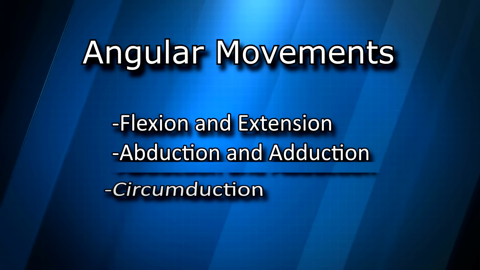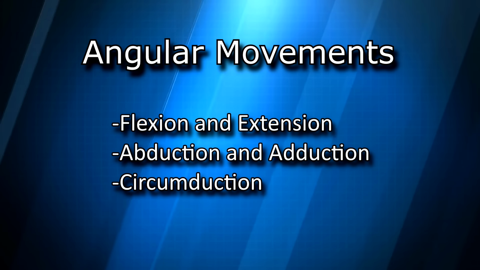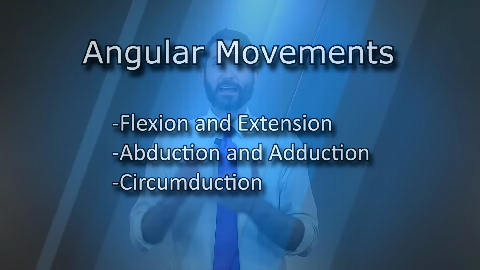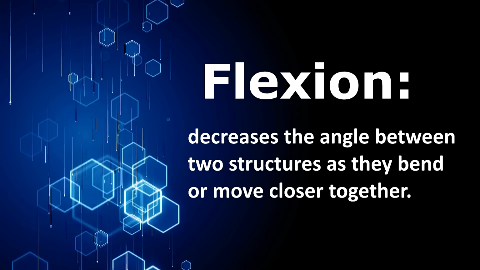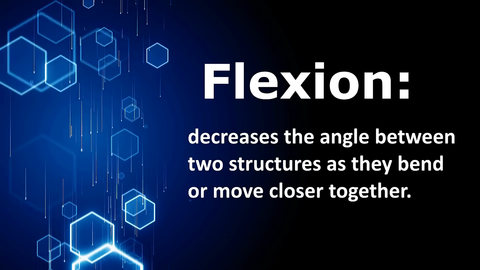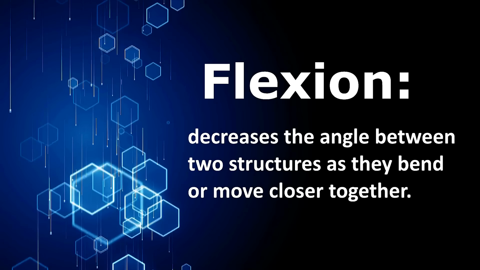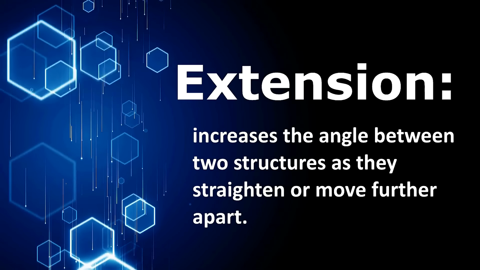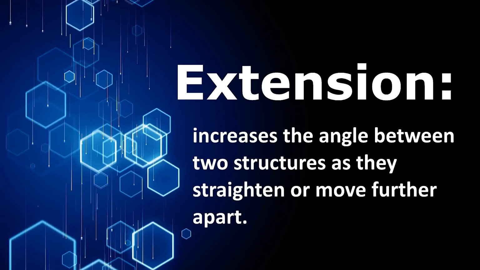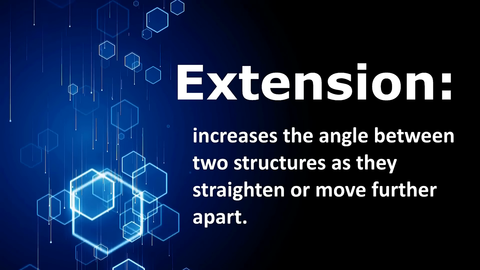Now let's talk about the angular movements, and I'll begin with flexion and extension. I find personally that it really helps to think in terms of angles, because flexion is going to decrease the angle between two structures as they bend or move closer together, whereas extension is going to increase the angle between those structures as they straighten and move apart. So let's take a look at some examples of flexion and extension.